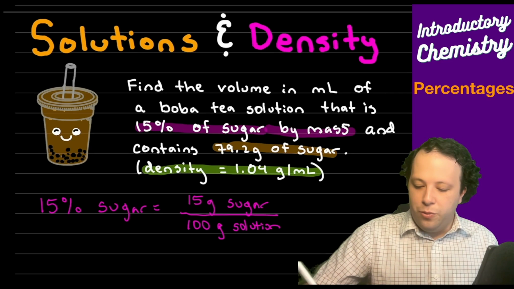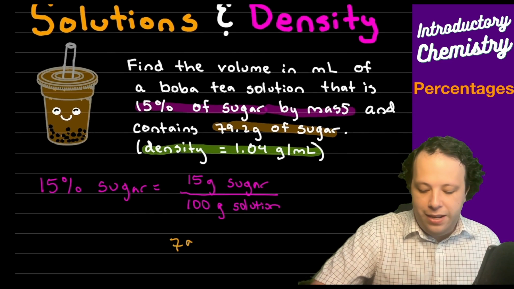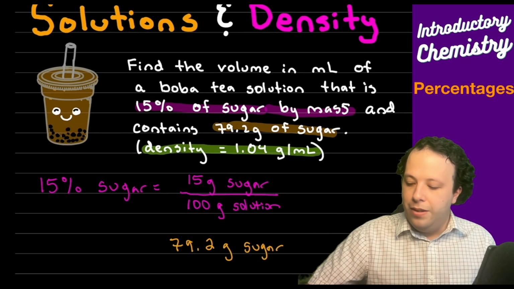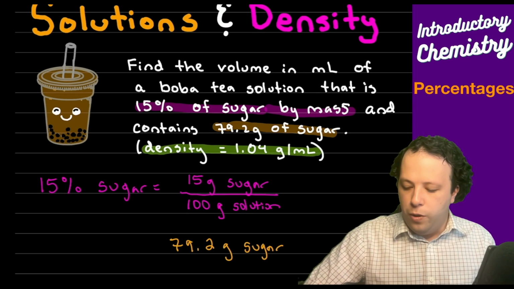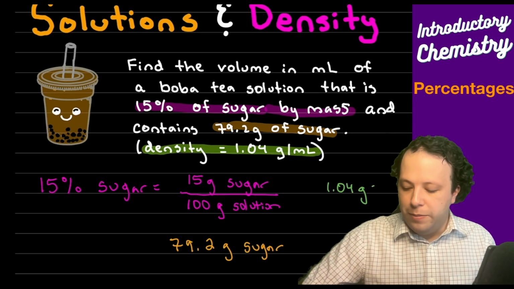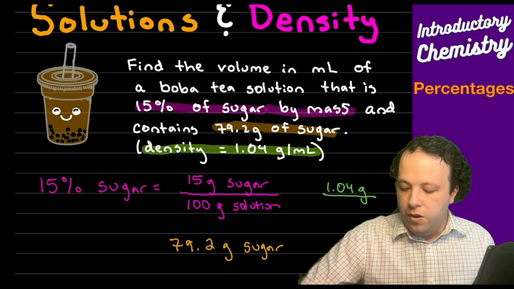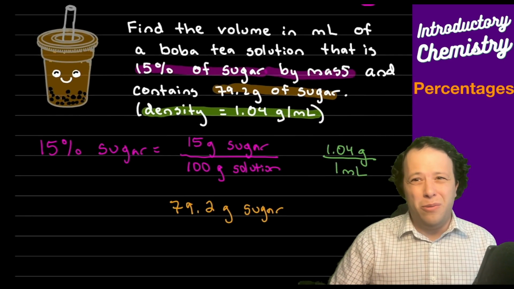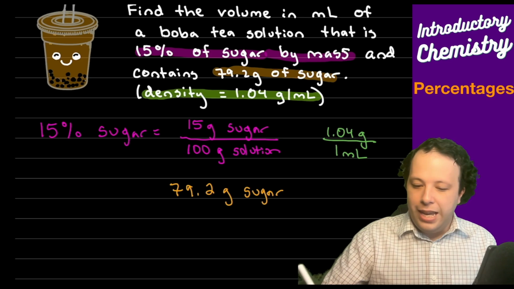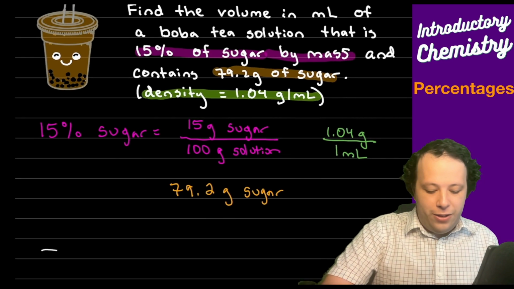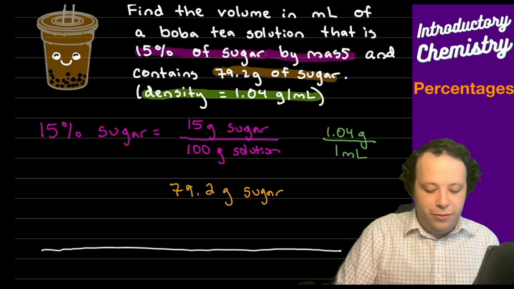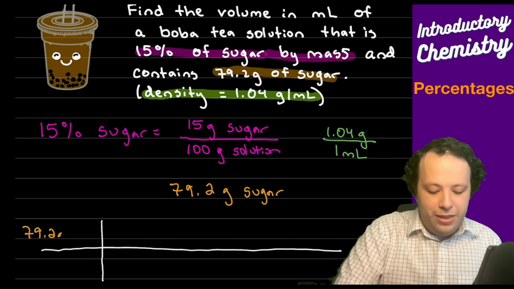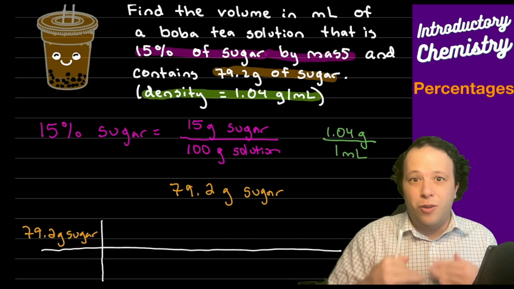Our next part, which was our sugar itself, is 79.2 grams of sugar, and that is a term by itself. Our last term is the density, where we have 1.04 grams of our solution all over 1 milliliter of our solution, so the density of it. Now, how do we go through and do this problem? Well, just like any dimensional analysis problem, we will write out our T-table and start with the term that is by itself. The term that's by itself is the sugar, right? We'll start with that.